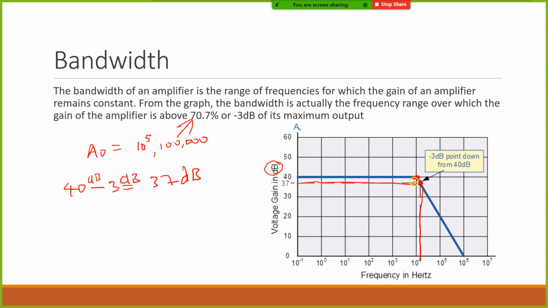So once I have located that point, it now tells me what my bandwidth is. Overall, all of this under here is my bandwidth, and that is essentially the range of frequencies for which my gain remains constant.